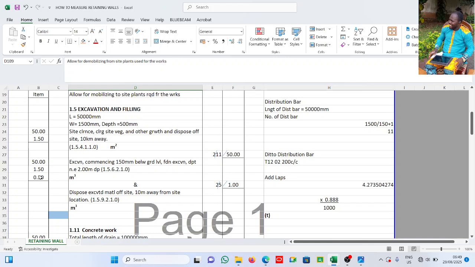Now you see I didn't put any working space. BESMM4, like I've said over and over, does not support that. It has to be in your rate. Please take note.